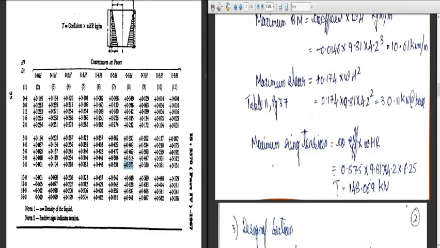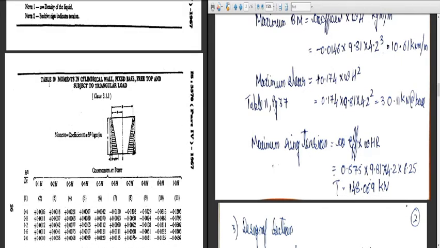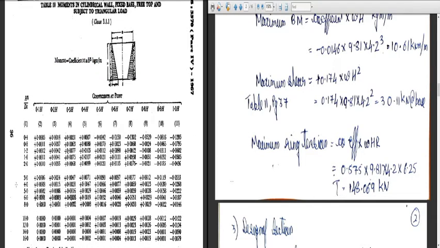Then in the next table, we computed the bending moment. You can see this is table number 10: bending moment in cylindrical wall fixed at base, free at top and subjected to triangular load. So bending moment is equal to coefficient into W H cube kilonewton meter per meter. We already know h square divided by dt was 8. The moment at the base came out to be minus 0.0146. So this value minus 0.0146 was substituted here, and W is 9.81 and H is 4.2 cube. So the maximum bending moment, coefficient minus 0.0146 into 9.81 into 4.2 cube, will work out to be 10.61 kilonewton meter.